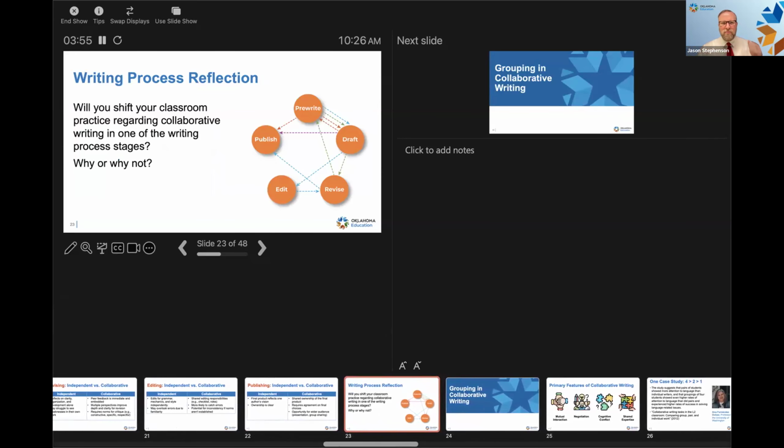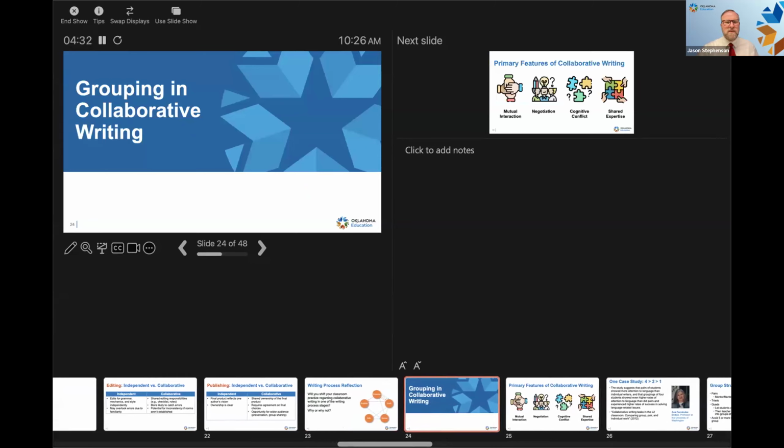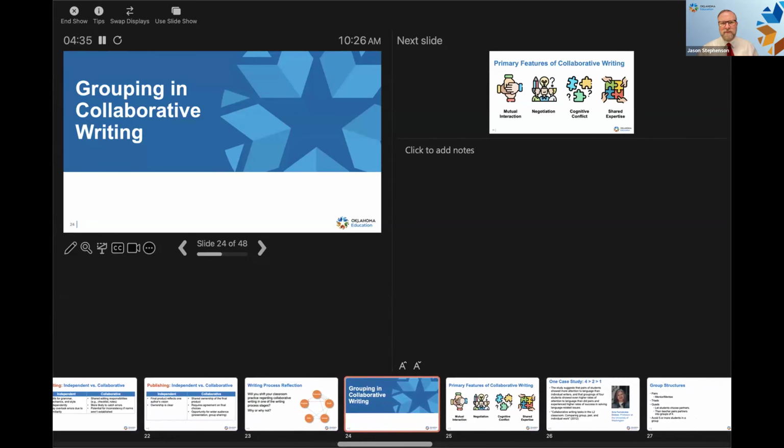So we've kind of talked about this already. Maybe this can be more of a silent reflection, but will you shift your classroom practice regarding collaborative writing in any of these writing process stages? Why or why not? And we don't have to chat, but if someone does want to chime in or say something, now would be the time. Okay, why don't we move along? We'll have a chance to share out more later on in this time together.